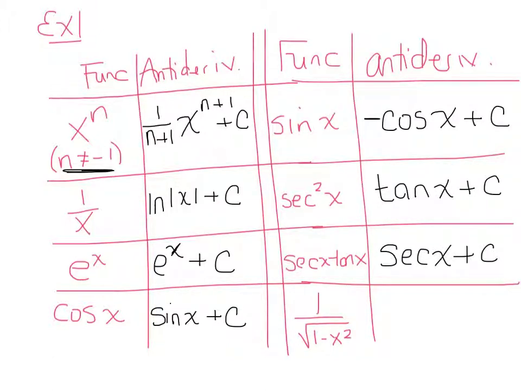Next down here I have 1 over the square root of 1 minus x squared. So thinking about that, what did I take the derivative of to get to that? Hopefully you remember that that's the derivative of sine inverse of x. So that's the antiderivative of 1 over the square root of 1 minus x squared. You might also say it's negative cosine inverse of x. That's fine as well. But this is generally the more standard way that we think about that antiderivative. It's a little bit easier.